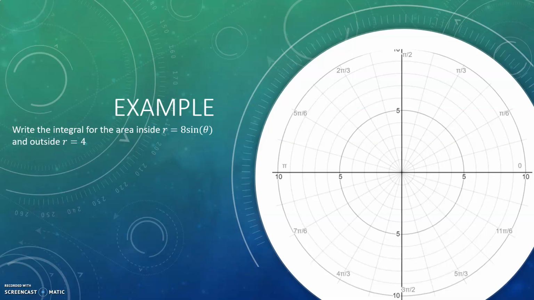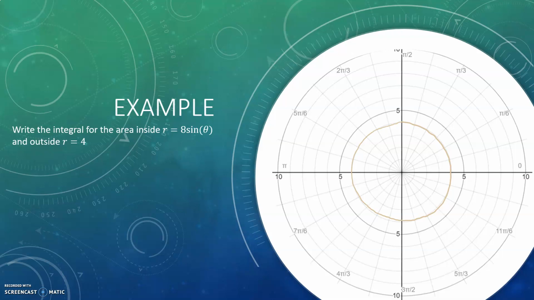So we first want to look at, we're just going to write an integral for the area inside of r equals 8 sine theta and outside of r equals 4. Well, r equals 4 is easy to graph. It's going to be a circle with a radius of 4. That just means whatever theta is, the radius is 4. For 8 sine theta, we can get some points and figure out what it would be.